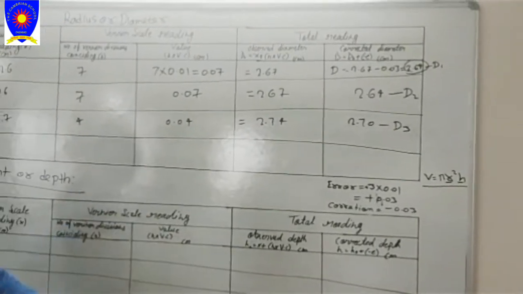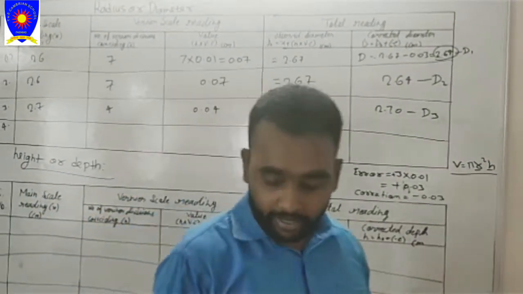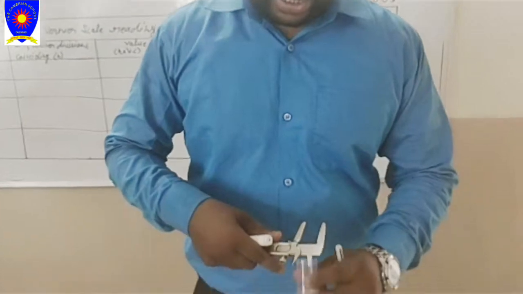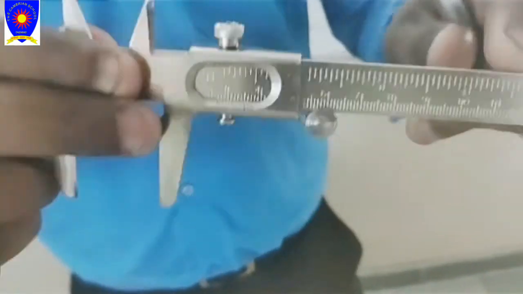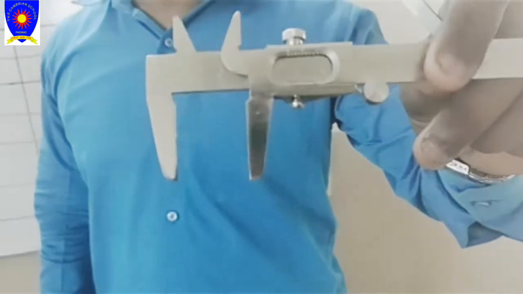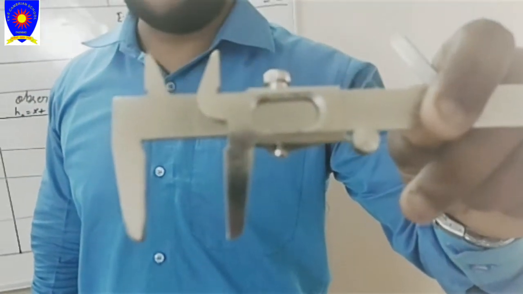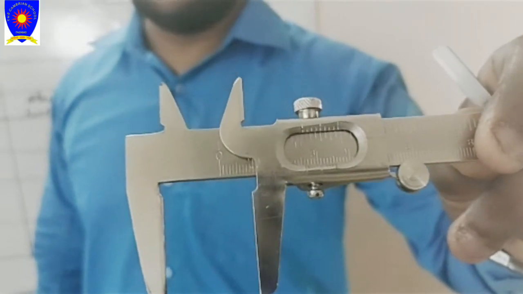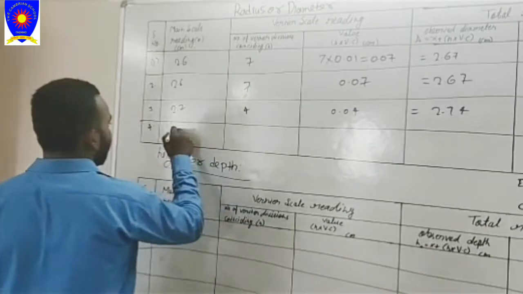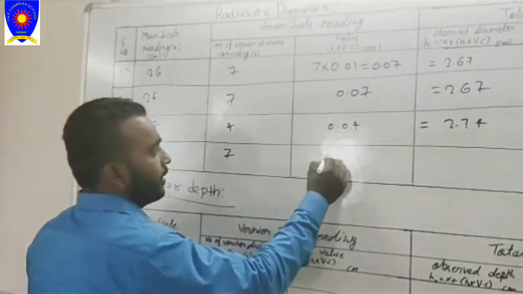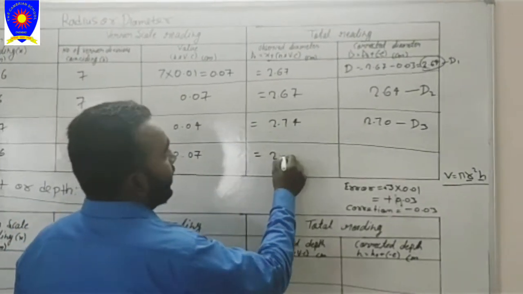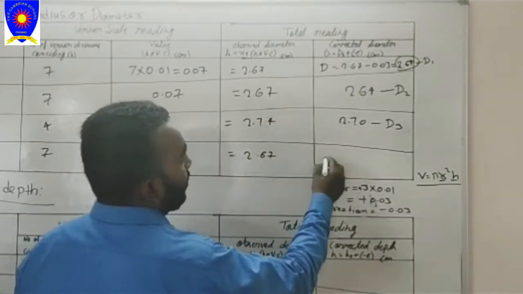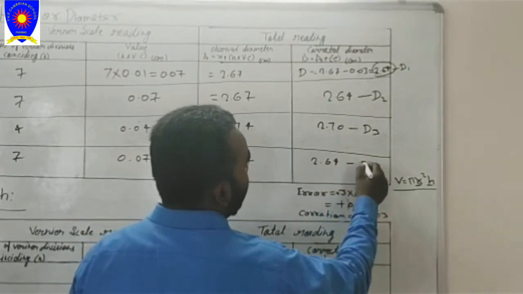Now the fourth and last reading for diameter is, again set this in the jaw and now we are looking that there is the same reading as first and second. Okay, so right here again 2.6, 7, 0.07, 2.67 and 2.64. This is D4.